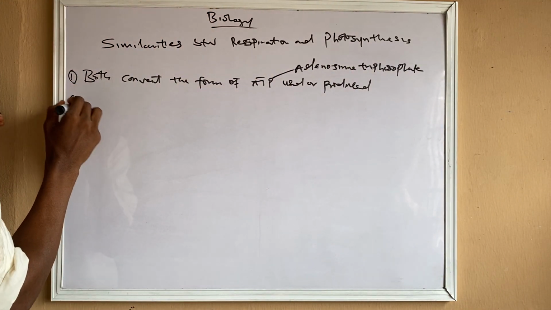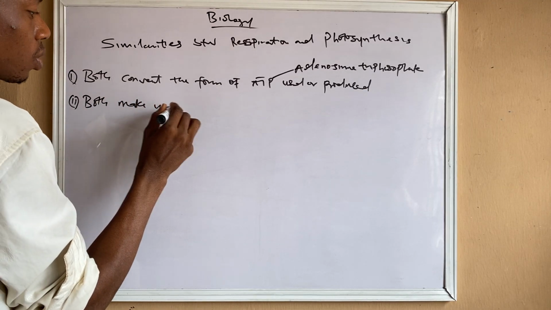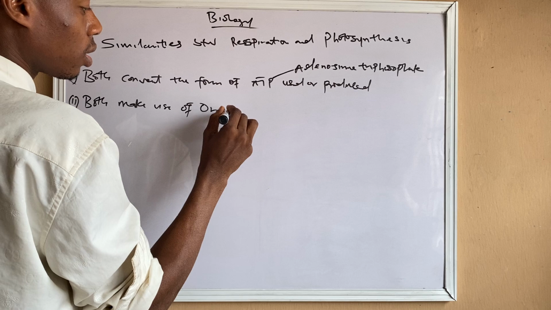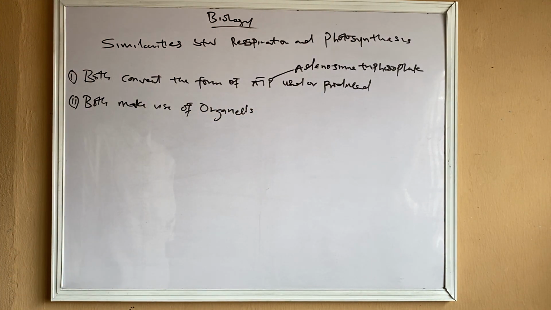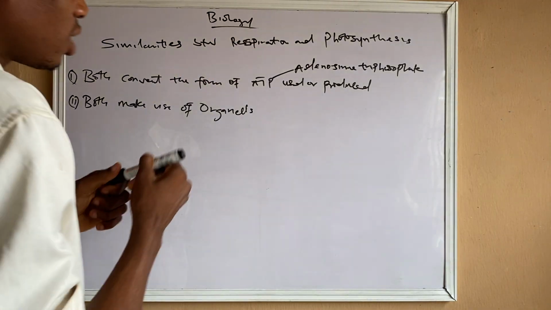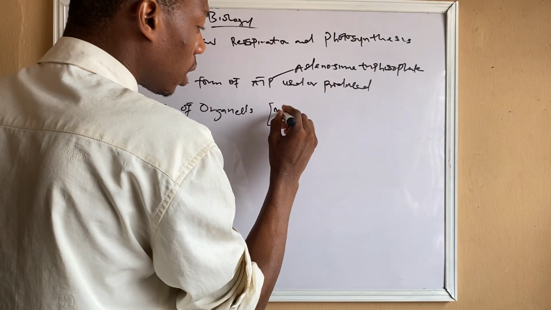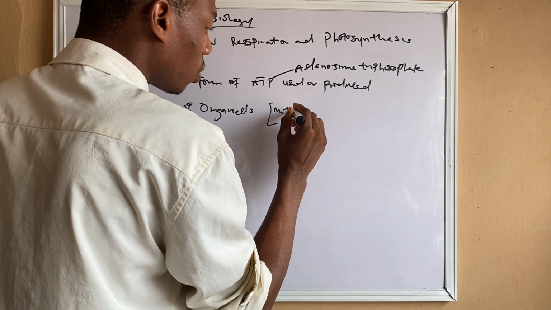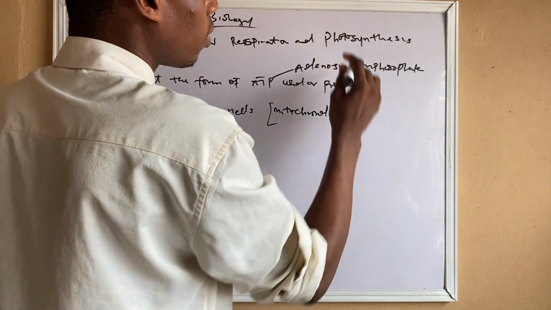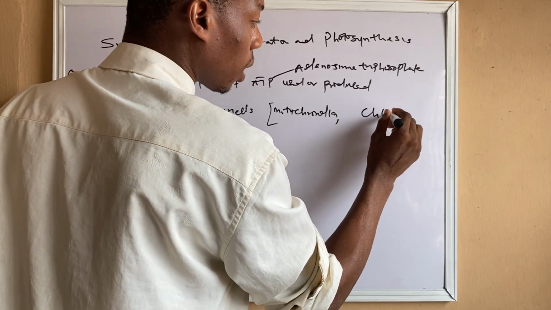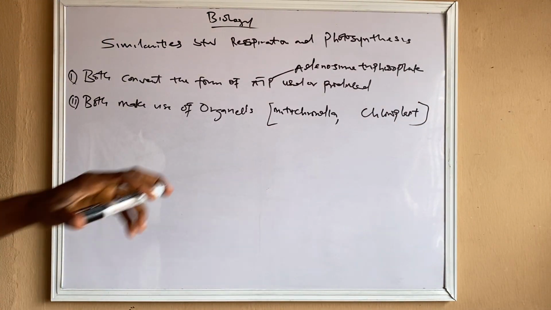2. Both make use of organelles. Yes, they both make use of organelles. Respiration makes use of organelles called mitochondria, while photosynthesis uses chloroplast. But both chloroplast and mitochondria are organelles.